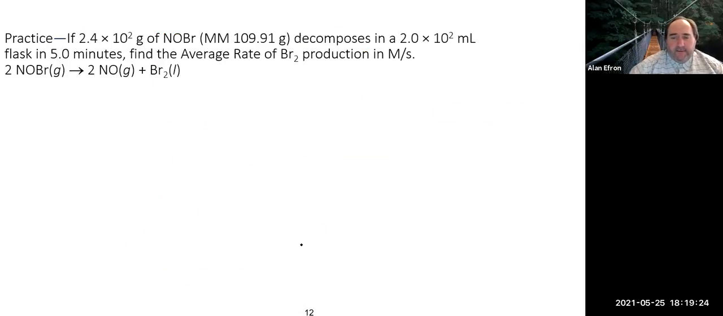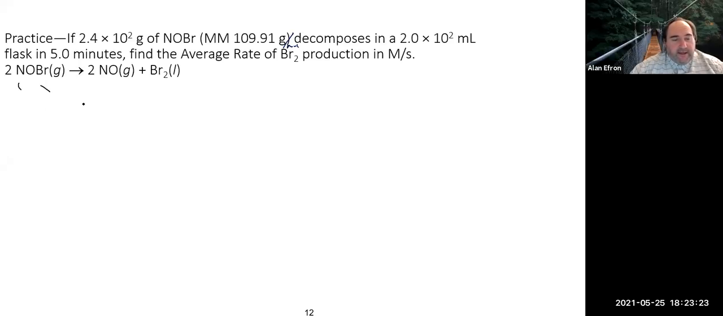Now we just saw one here. Let's try this one and see what you come up with. If we have 2.4 times 10 to the 2 grams of NOBr, molar mass from the periodic table given to you, 109.91 grams per mole, we'll make it official there. It decomposes in a 200 milliliter flask in 5 minutes. Find the average rate of Br2 production in molarity per second, given that reaction. So take a couple minutes, see what you come up with, and we'll talk about it. We're interested in Br2, so that's a good place to start.